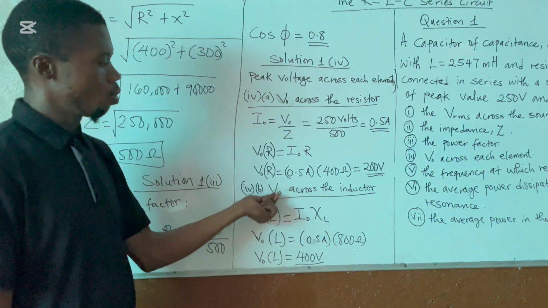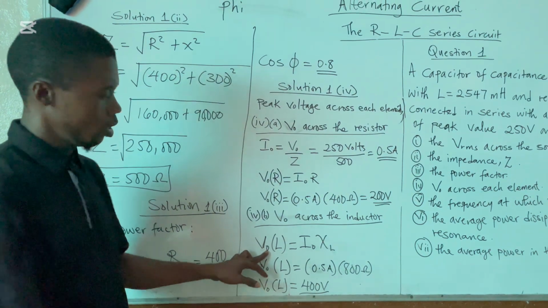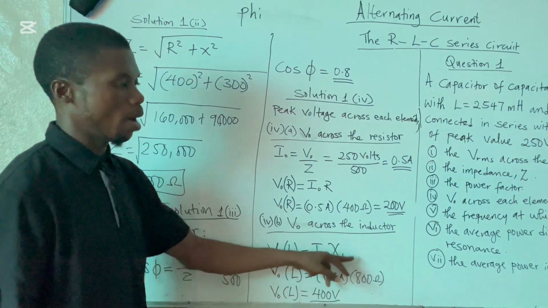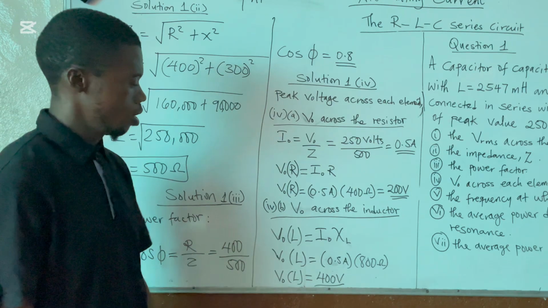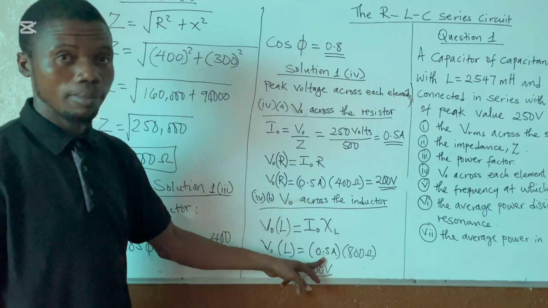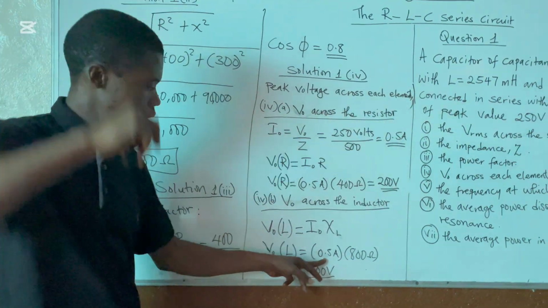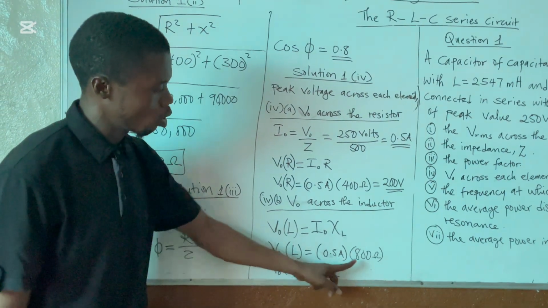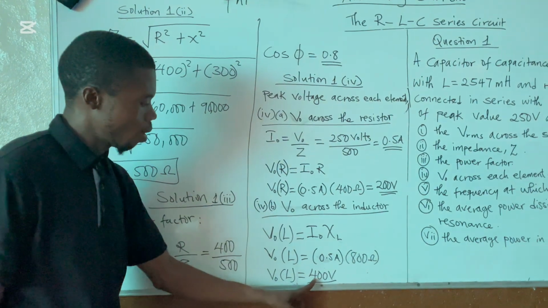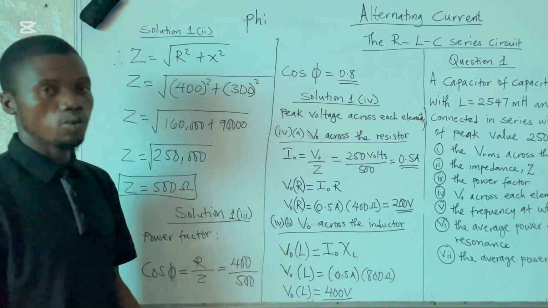Next, the voltage across the inductor. Using Ohm's law again, the voltage across the inductor is the current multiplied by the inductive reactance. The same current passes through the three components because they are in series. So 0.5 amp multiplied by 800 gives our answer, 400 volts. So that is it. Let's look at the next one.